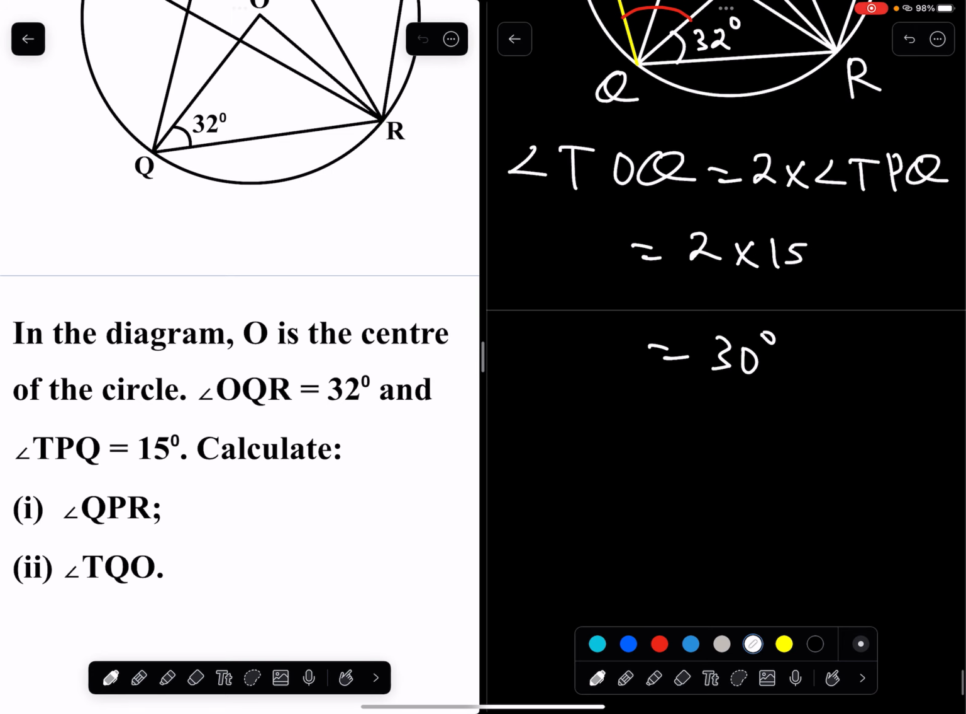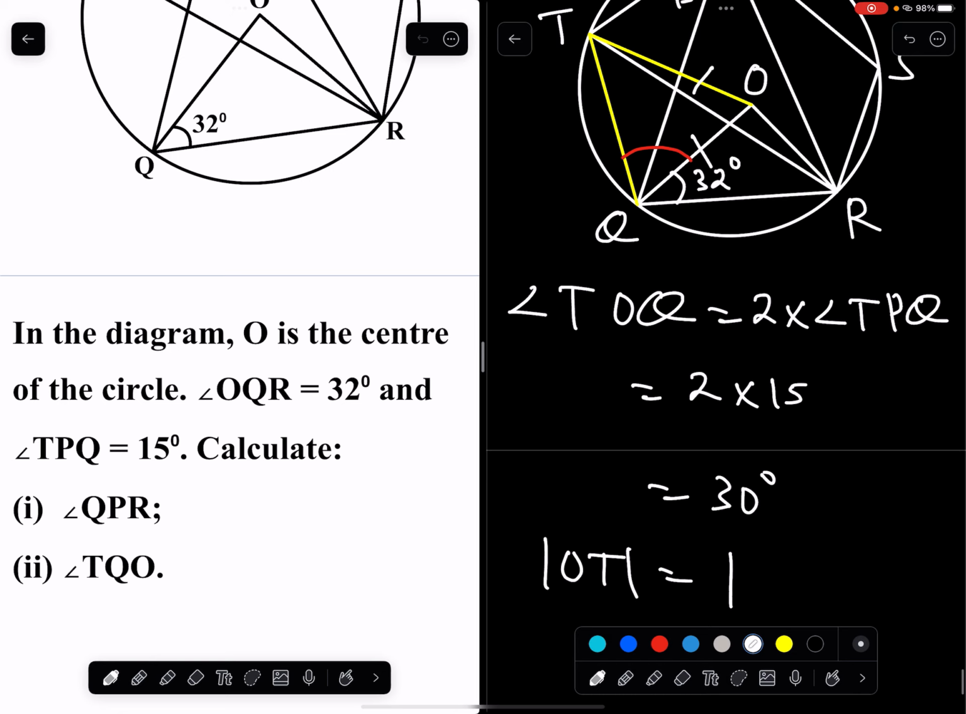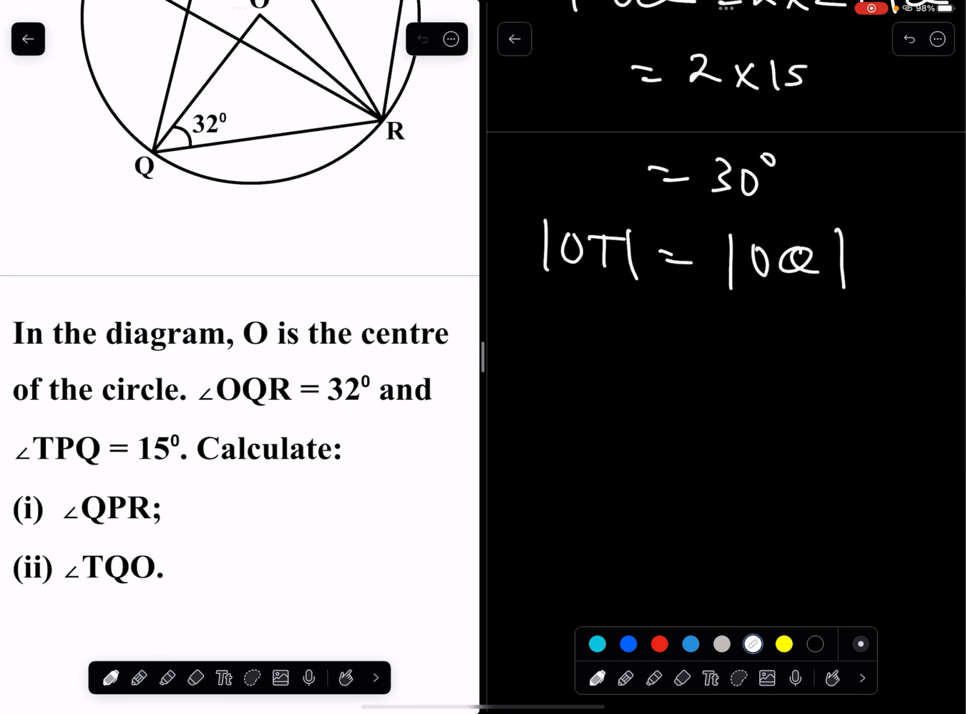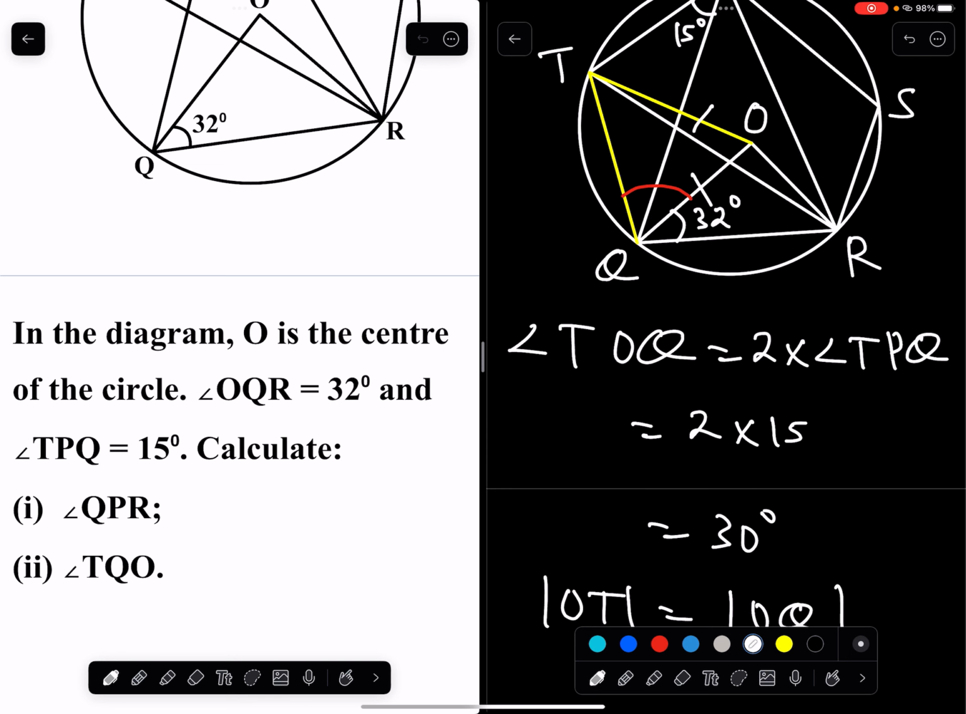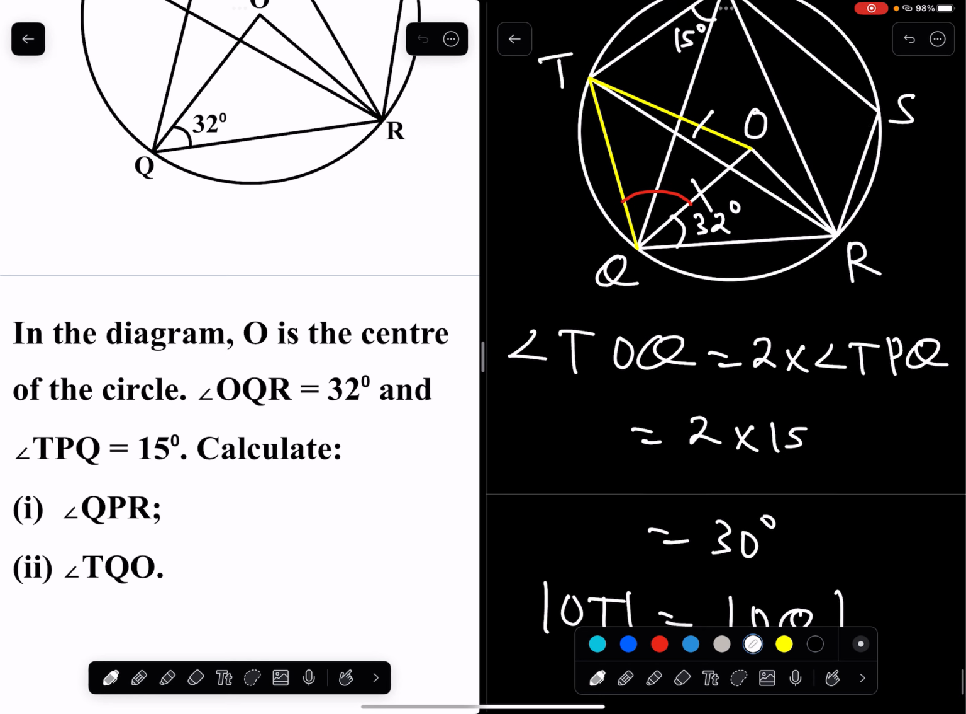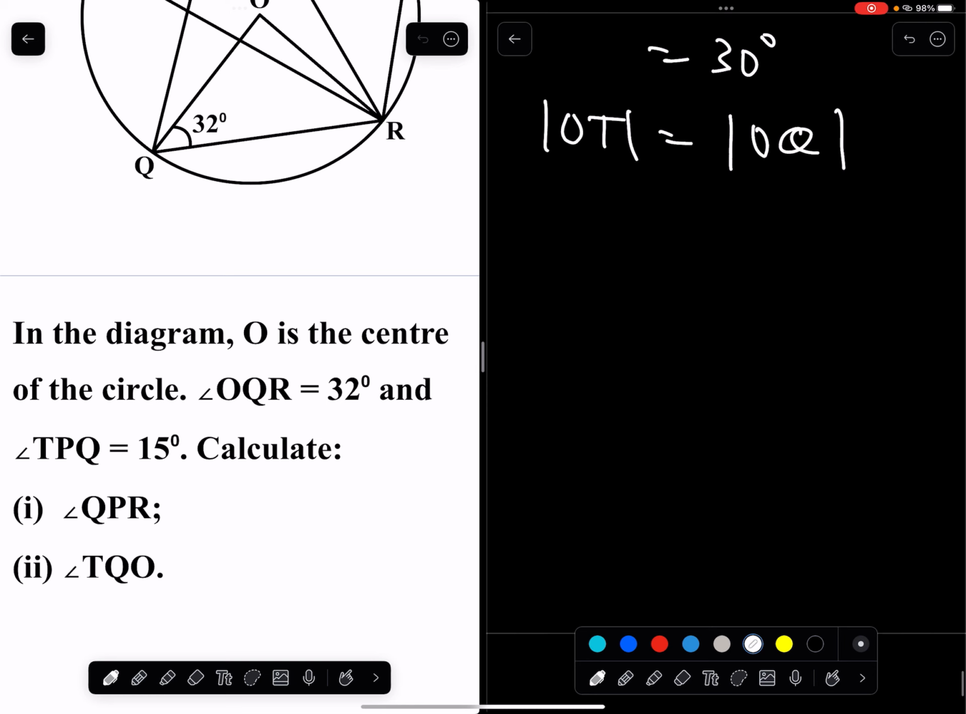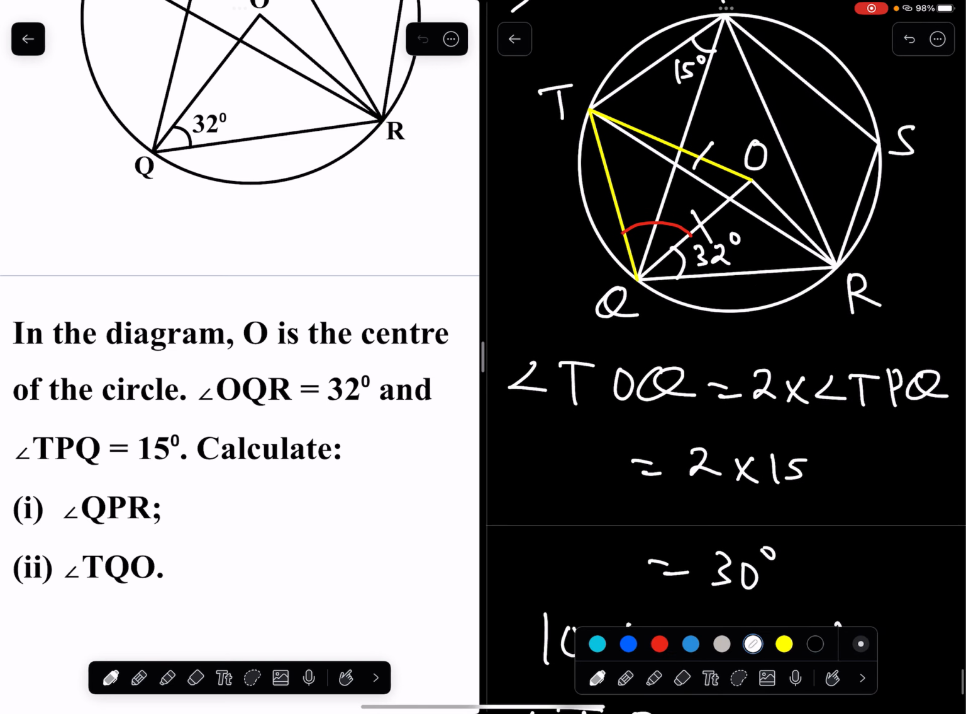And we can see that OT is equal to OQ. The reason is they are both radii, and that simply means triangle TOQ is an isosceles triangle, and that means its base radius are equal. So I can say angle TQO is equal to angle TOQ. And what's the reason for that? Base angles of isosceles triangle.